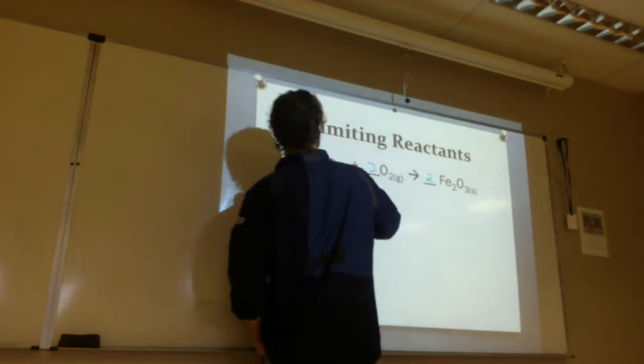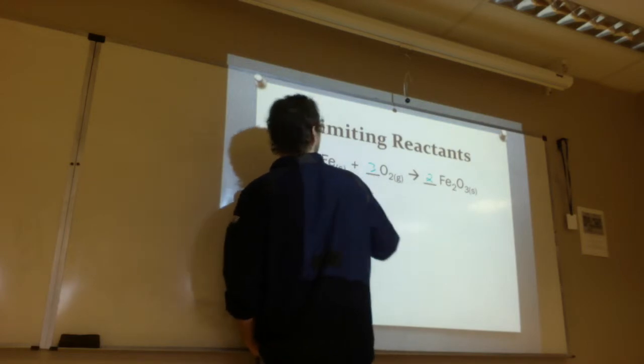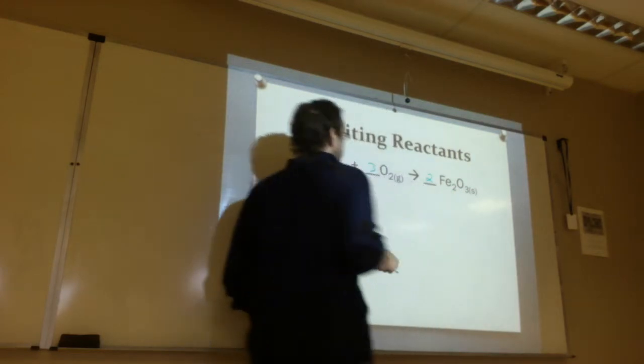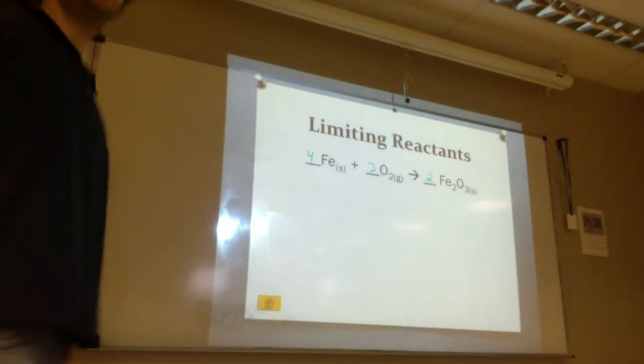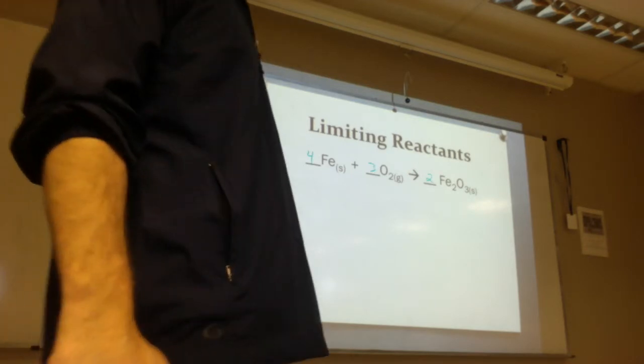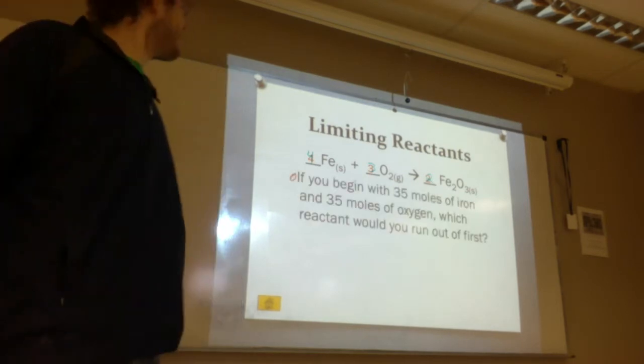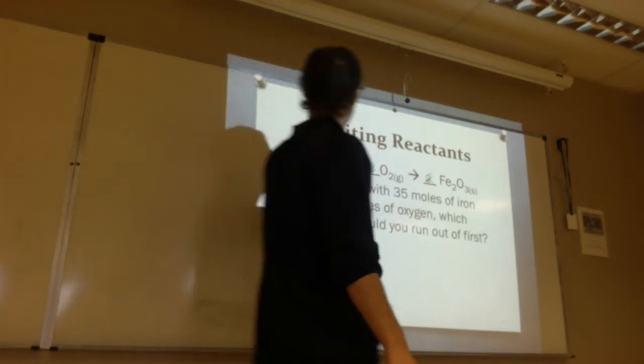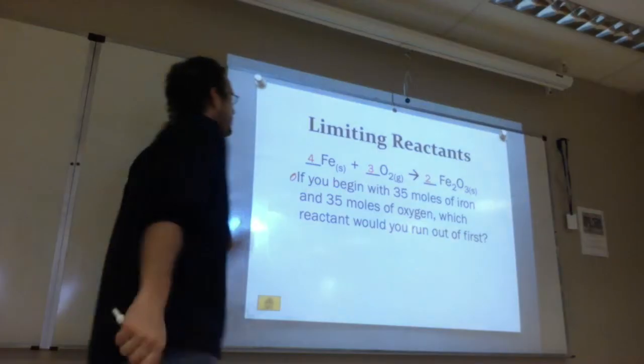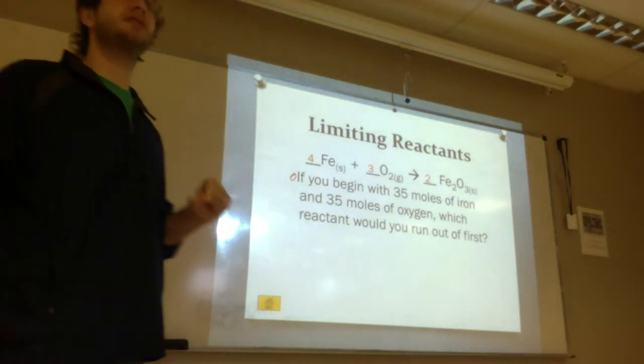4 iron, 6 oxygen. What type of reaction is this? Ooh, bonus learning. Synthesis. One product. Good. I like it. So if we have 35 moles of iron and 35 moles of oxygen, which reactant is going to run out first?